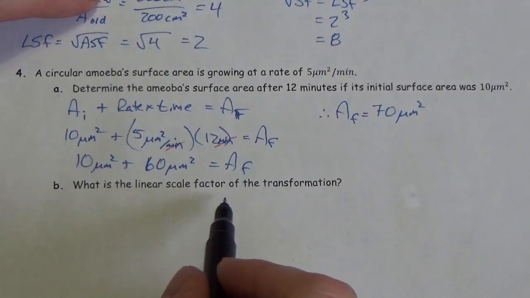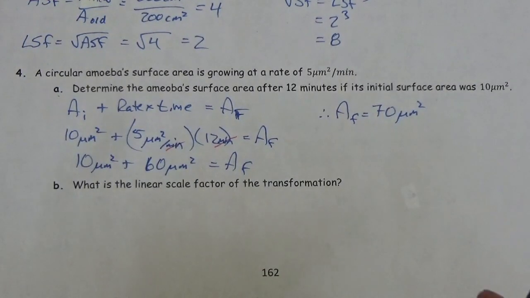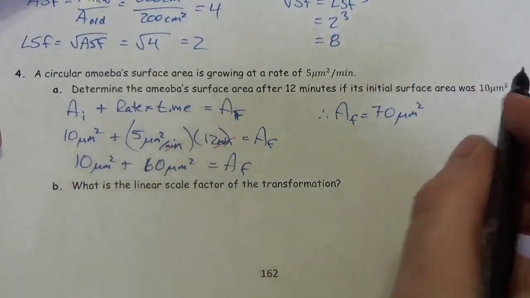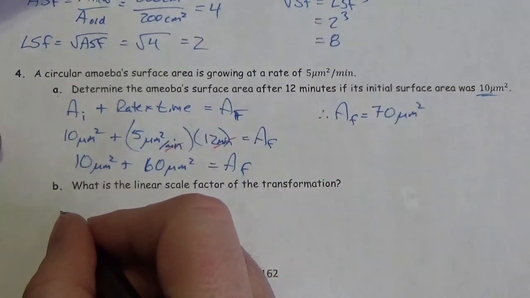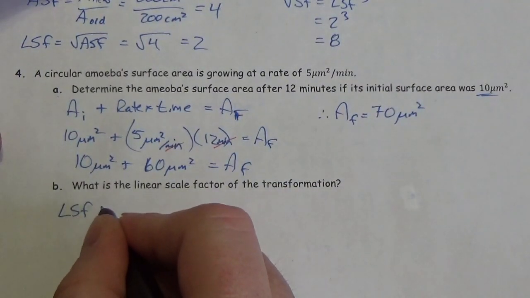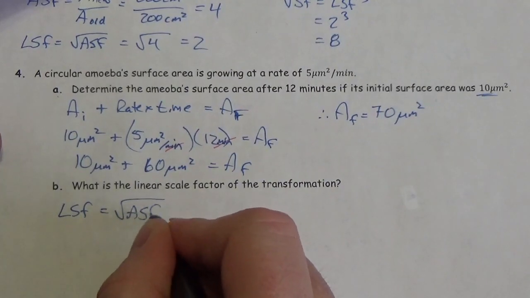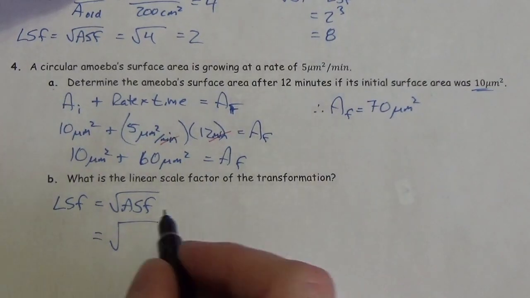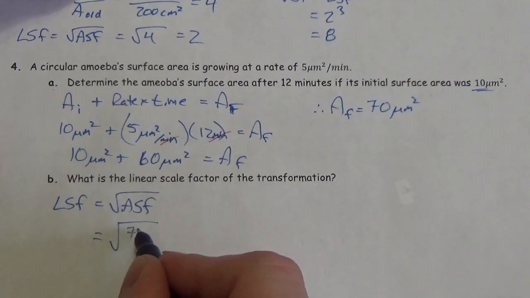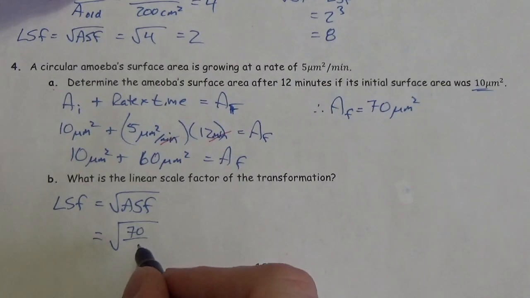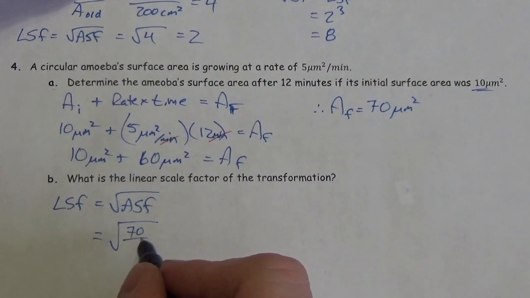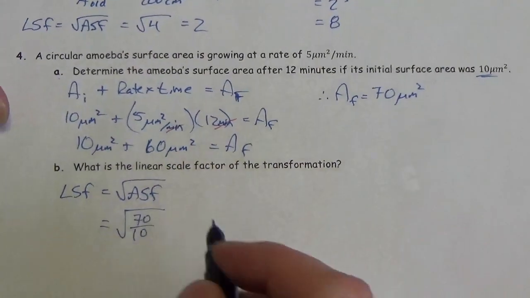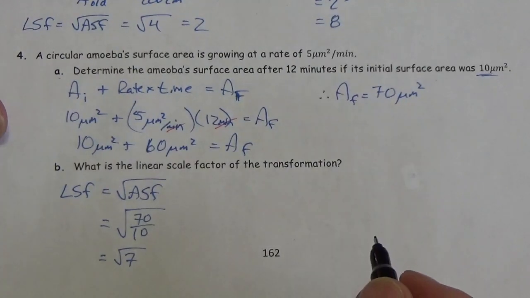Now, what is the linear scale factor of the transformation? I believe what they're trying to ask us here is how do we compare the original one to the final one? So our linear scale factor is going to be the square root of the area scale factor. To get the area scale factor, it's going to be the new area divided by the old area, which was 10. For a second there, I lost track of what was going on. So this will be the square root of 7.